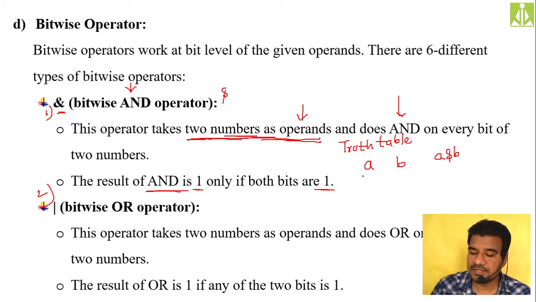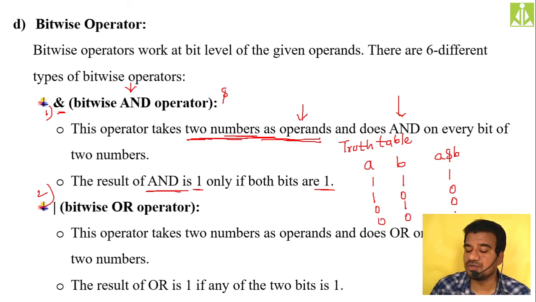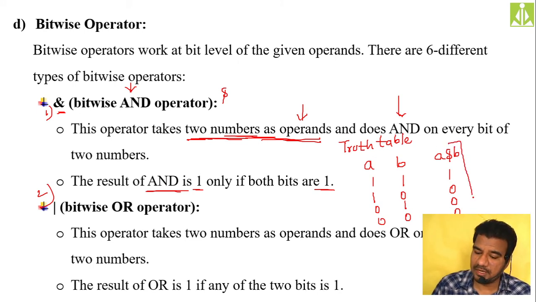So let us say if you have both bits as 1, 1, you will get the result as 1. If you have 1, 0, you will get the result as 0. If you have 0, 1, in that case also you will get result as 0. If you have both zeros, in that case also you will get the result as 0. So by keeping this truth table in our mind, we'll do one simple example. Just remember, whenever we have two ones, we will get the result as 1.